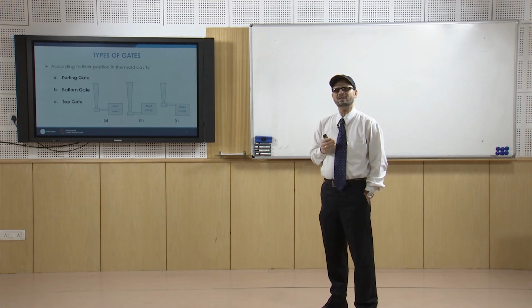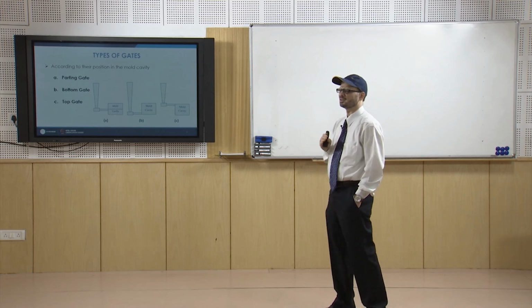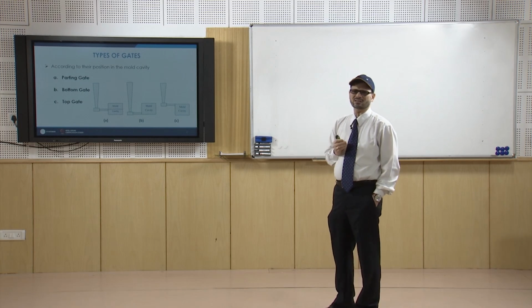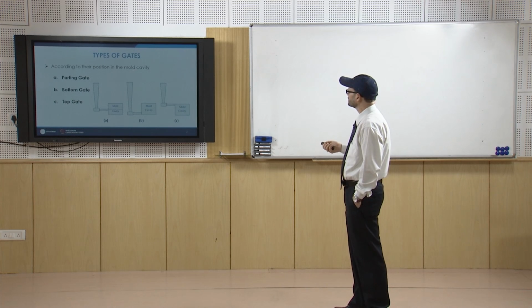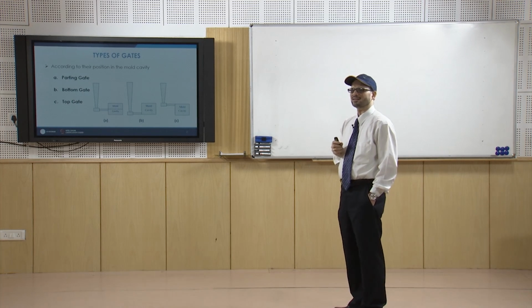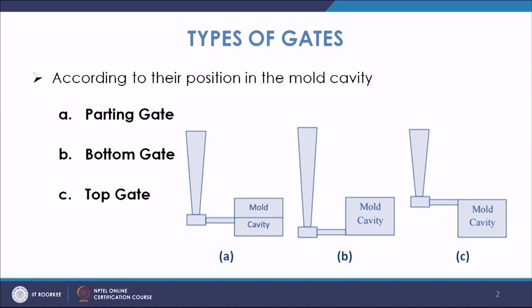So, now the question is how to enter into the cavity: whether it should enter from the top portion of the casting, or at the parting line of the casting, or from the bottom of the casting. Based on that, according to its position in the mold cavity, the gates are classified into these three types: parting gate, bottom gate and top gate.